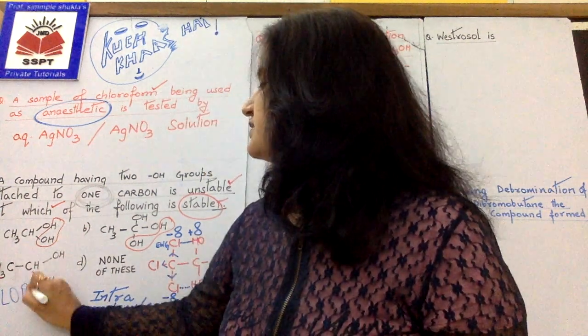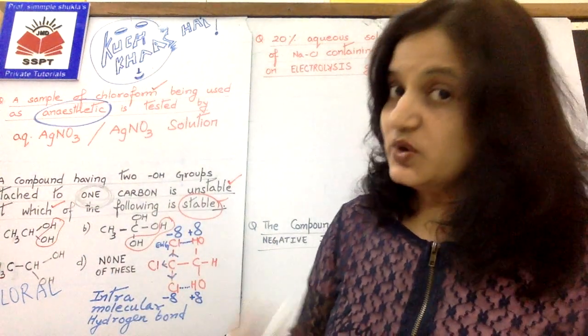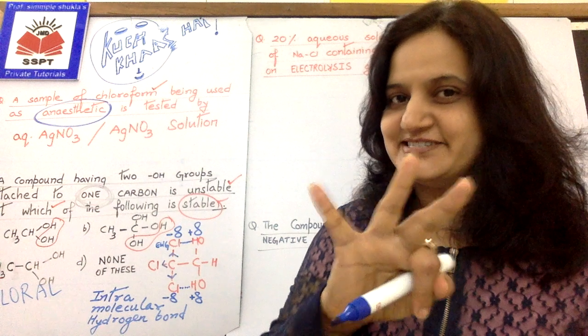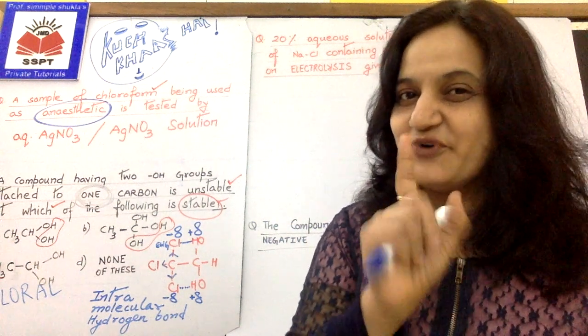The name of this molecule is chloral. Chloral we have prepared in the third step while preparing chloroform in our notes, page 84.